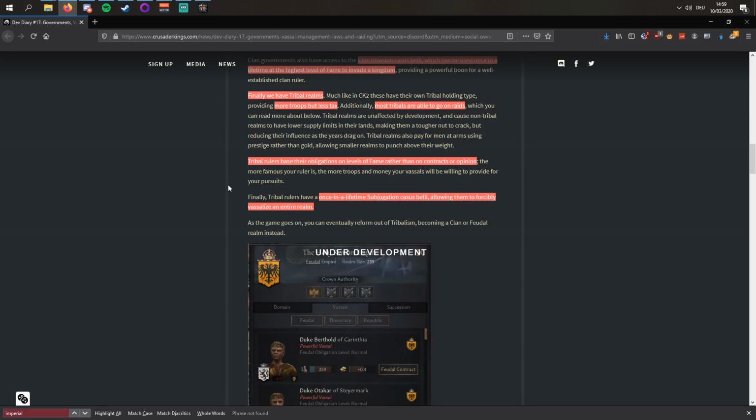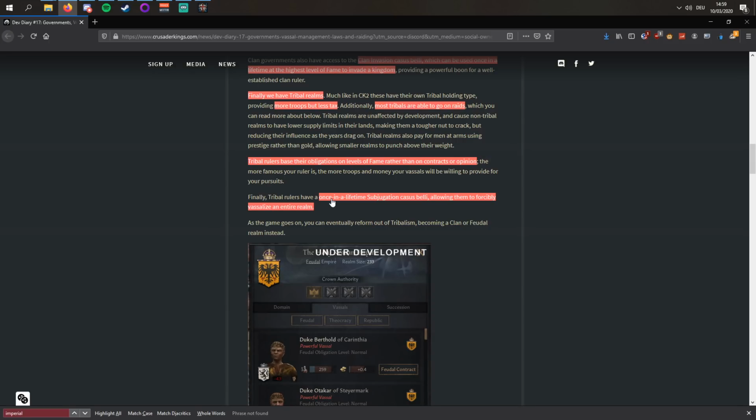Of course, CK2 already tried to emulate that, and frankly, the tribal system in CK2 is pretty decent. It is quite well done, and I hope that CK3 does everything that it already did right also right there again. The more famous your ruler is, the more troops and money your vassals will be willing to provide for your pursuits. Essentially a self-reinforcing cycle as well. Let's just hope that that works out.